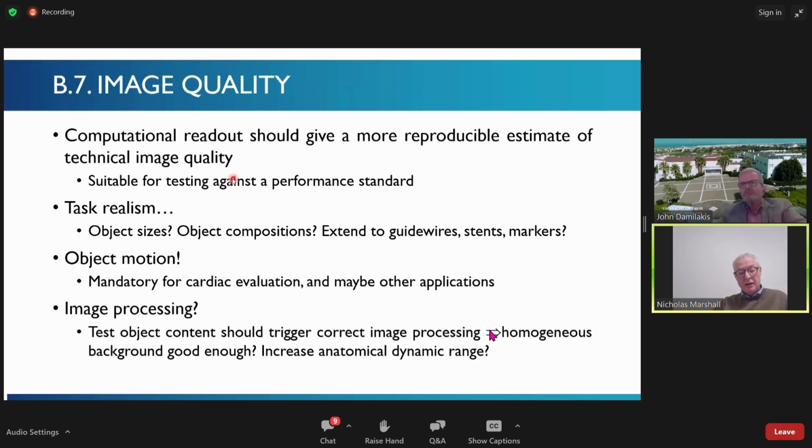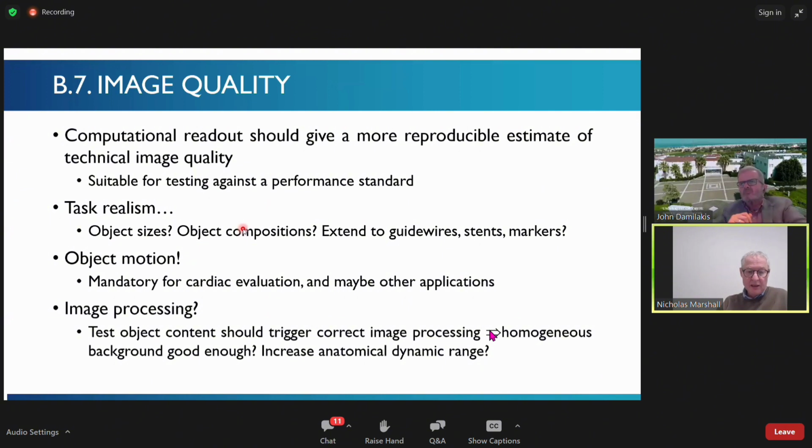Task realism, you've seen that the tasks are very simple at the moment. The object sizes, do we need to extend to guide wires or stents or markers, and what are they made of? I mean, what's in the test objects? It's not known really. It's probably copper and aluminium and something like that, but really we want something that is either bone, iodine, tantalum, platinum, whatever is in the details or the objects that are used by clinicians to do the tasks, to do the treatments, for example.